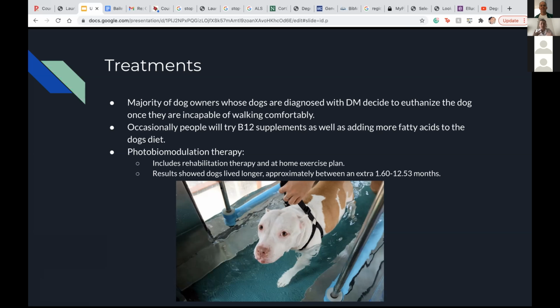The water obviously helps support their weight so there's not so much weight on their legs, and it's helping just move their legs around. It's basically just physical therapy for dogs. And photobiomodulation therapy itself is actually laser treatment.